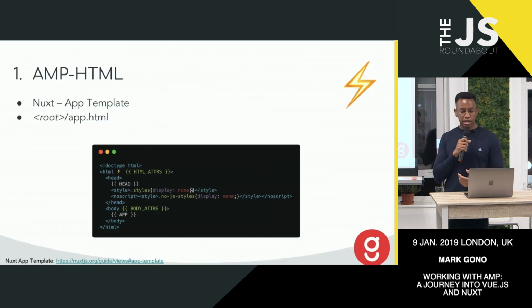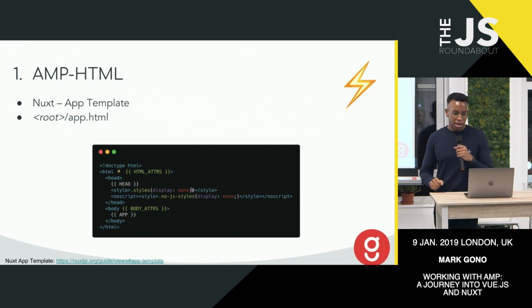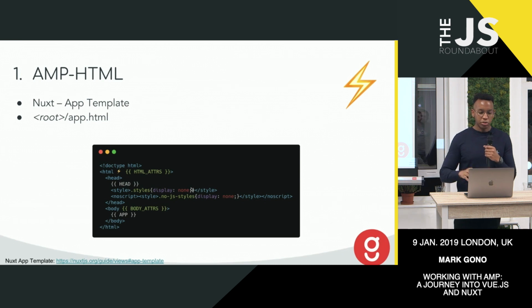The first step that we need to make is we just need to change the HTML template of that page to conform to the AMP standard. So in Nuxt, this means that we just create an app.html file, and this will contain that lightning bolt as well as some attributes that will allow Nuxt to superimpose all of the other things that it needs to do and the rest of your app, of course, within those app tags. And that's it. That's all we need to do. The app template is available from the Nuxt library.